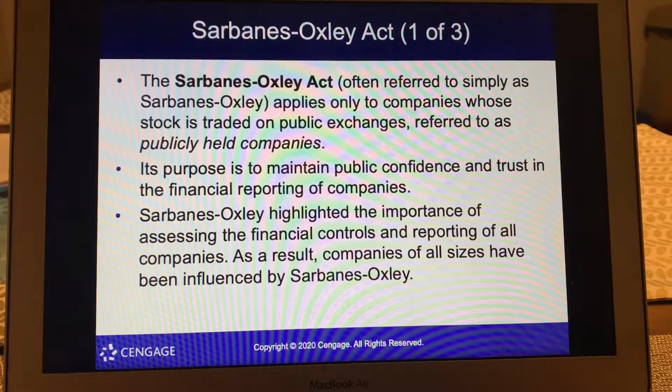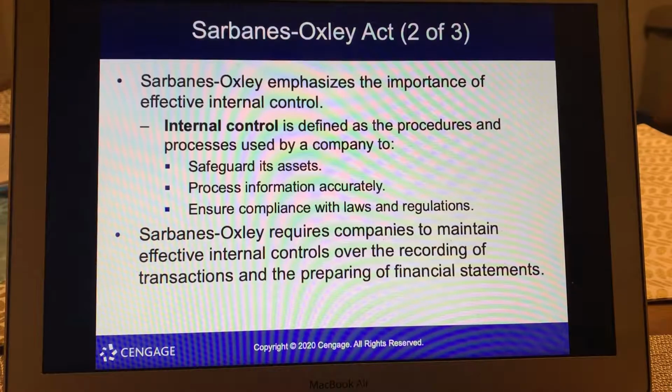Sarbanes-Oxley highlighted the importance of assessing the financial controls and reporting of all companies. As a result, companies of all sizes have been influenced by Sarbanes-Oxley. It emphasizes the importance of effective internal control.